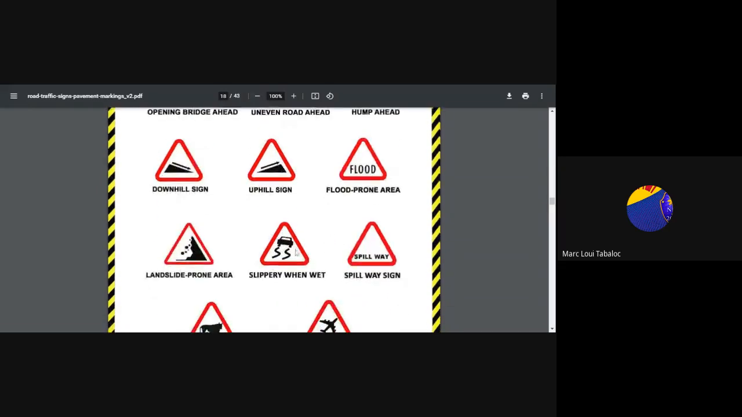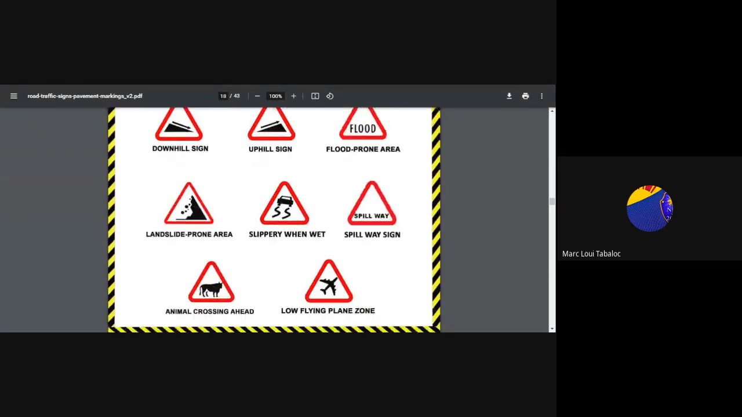Other common signs that you will see are those for landslide prone area, animal crossing ahead, or the low flying plane zone, especially near airports, along the highways.